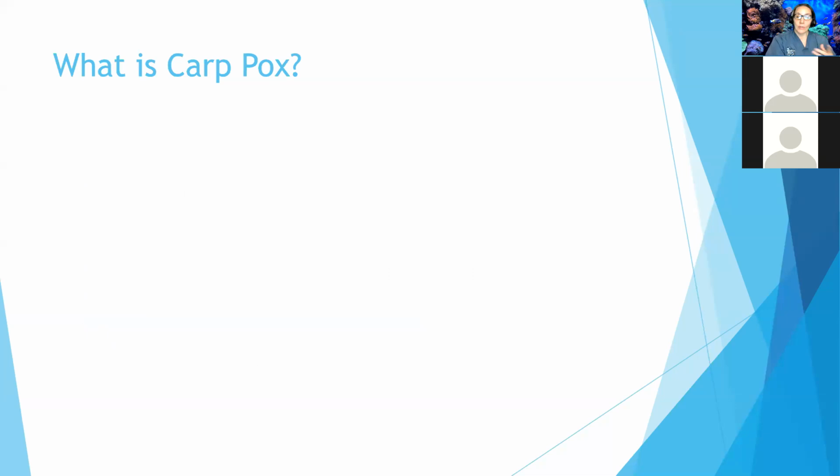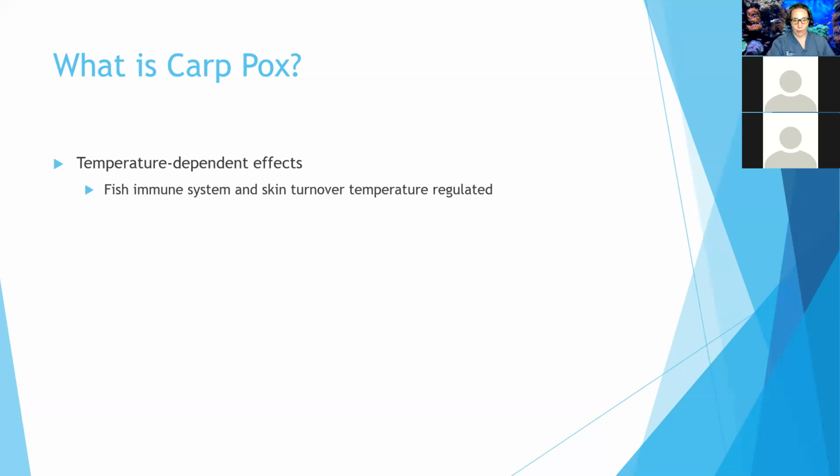Fortunately, when we're looking at carp pox, since most of these koi are going to be in a fairly changing environment, you are going to see temperature-dependent effects. This includes the fish immune system and how fast the skin turnover is. Fish are ectotherms, so all of their immune, reproductive, everything is pretty much regulated by the temperature of the pond or the tank. Below about 75 degrees Fahrenheit, 24 degrees Celsius, the lesions of carp pox are a lot more apparent. If you warm the water up, the lesions tend to diminish.